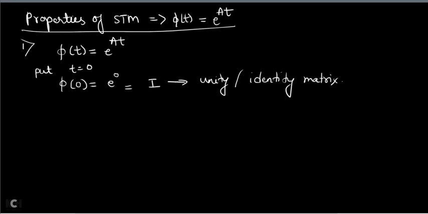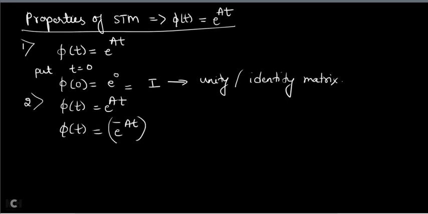Now the second property. For phi of t equal to e power at, can I write this e power at as e power minus at whole to the power minus 1? Okay, minus and minus again becomes plus only. So I can write it like this. Now in the next step, e power minus at can be written as phi of minus t whole to the power inverse. Now this is equal to phi of t.